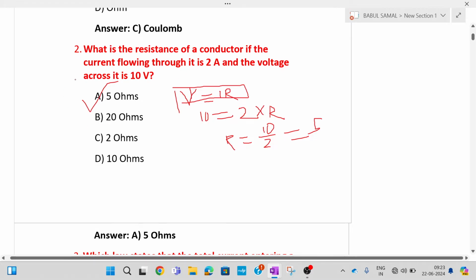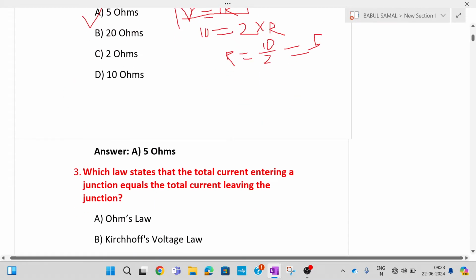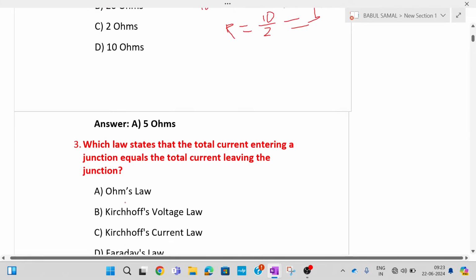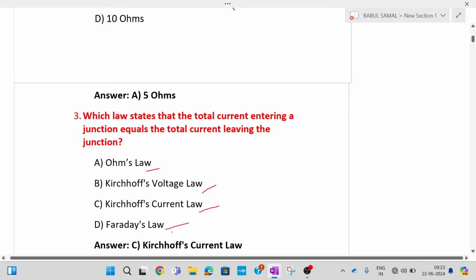So let's come to the next question. Which law states that the total current entering a junction equals the total current leaving the junction? So options are Ohm's law, Kirchhoff's voltage law, Kirchhoff's current law, Faraday's laws. So the correct answer for this question is option C, Kirchhoff's current law.